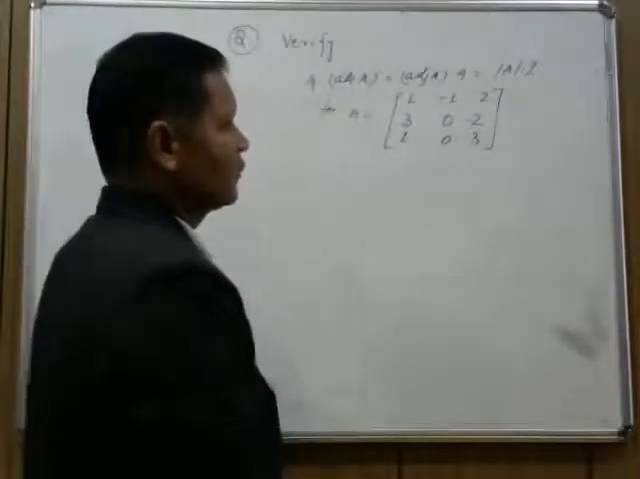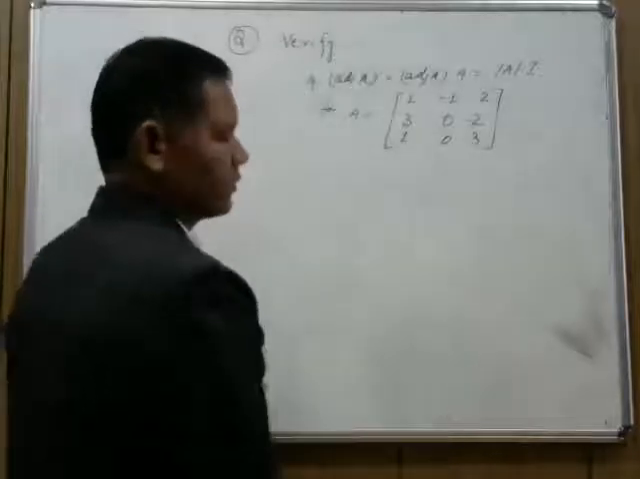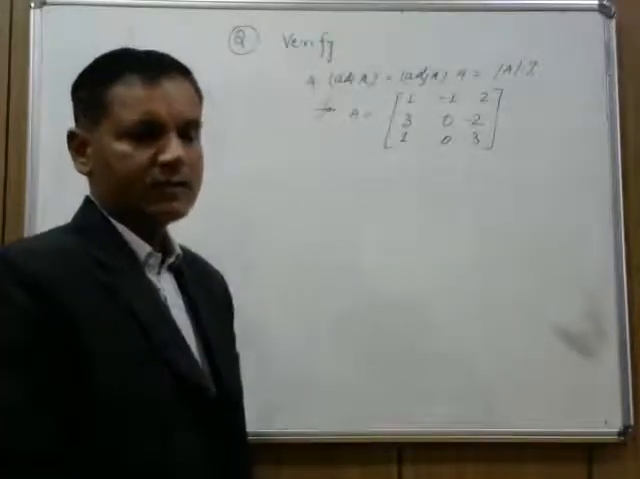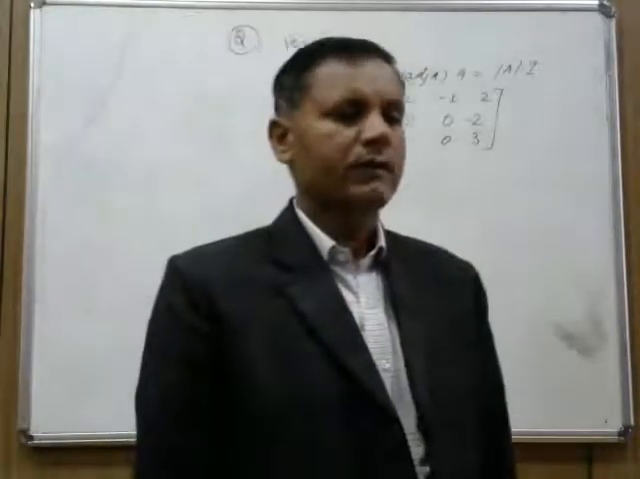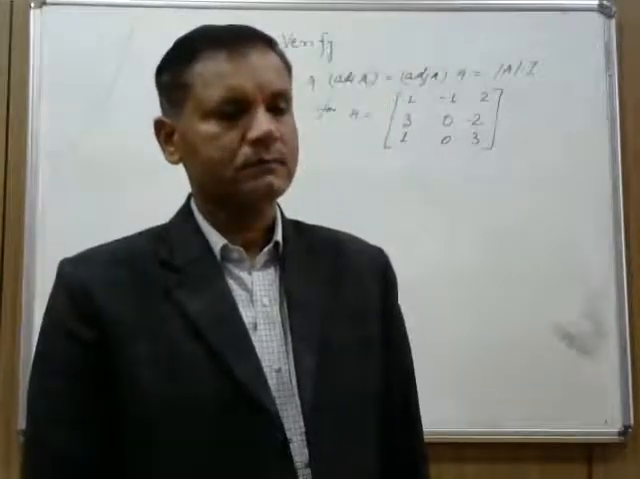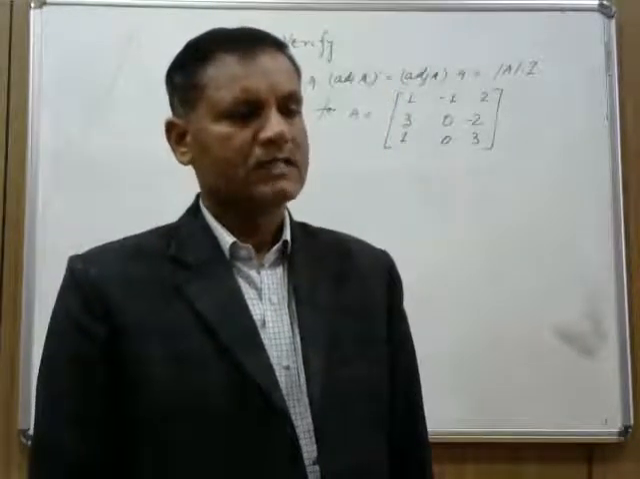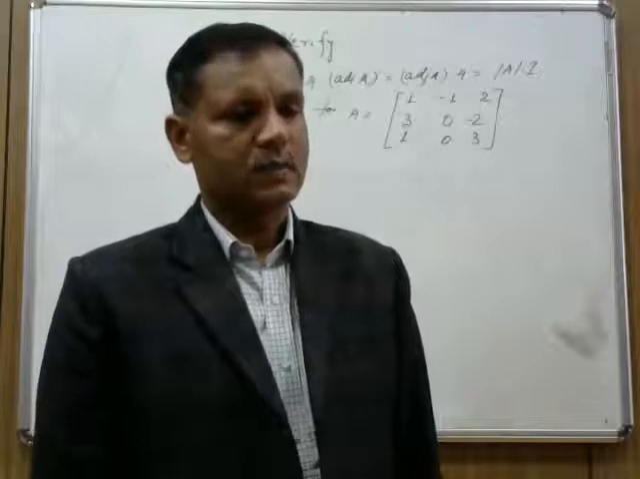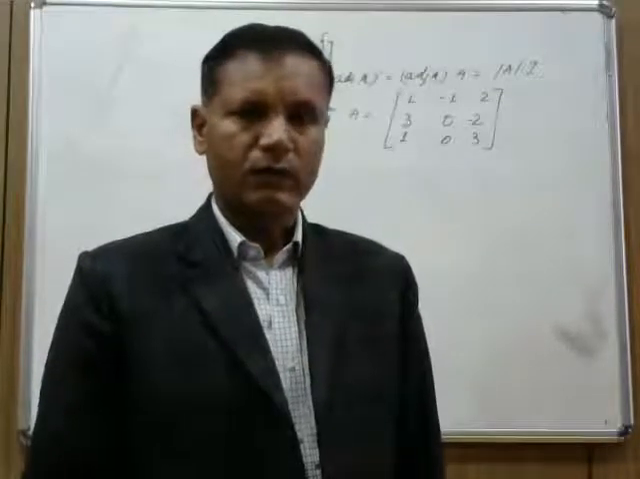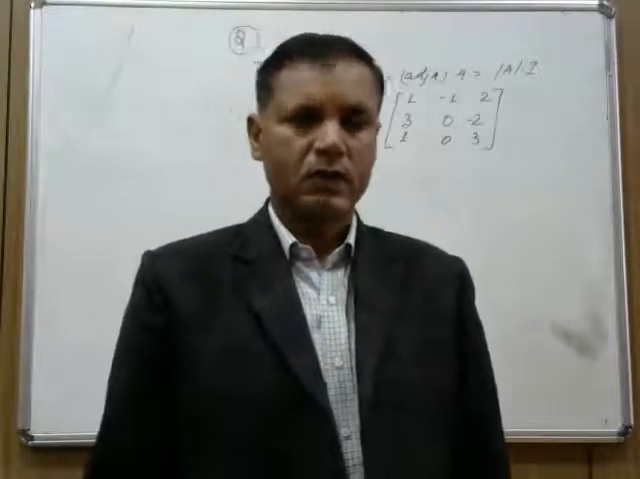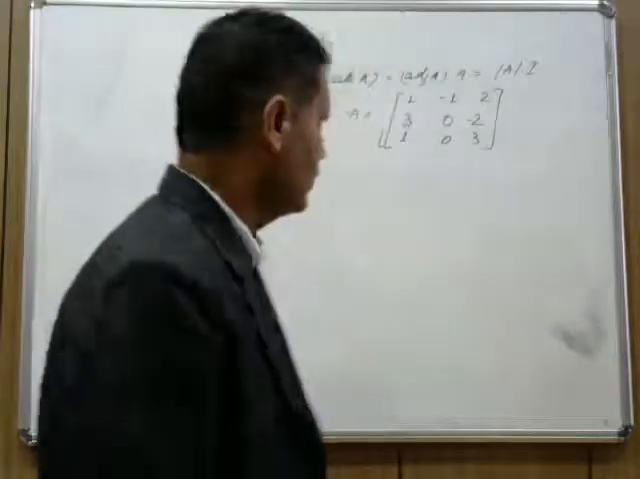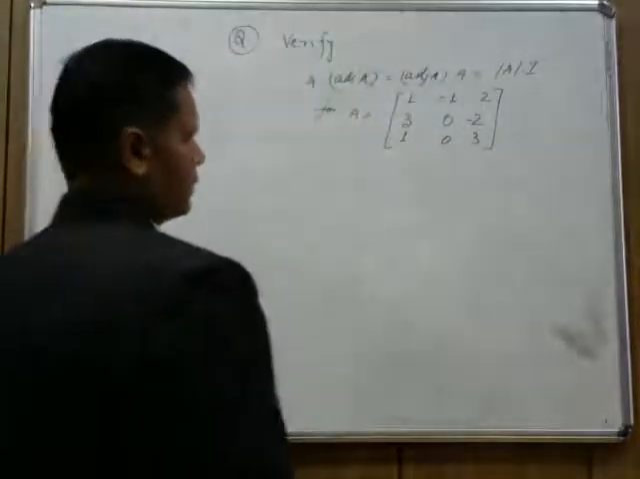First of all, you know how to find the adjoint of A, because adjoint of A is the transpose of the cofactors. And how to find minors and cofactors, we have already discussed. Right now I'll solve it for you.